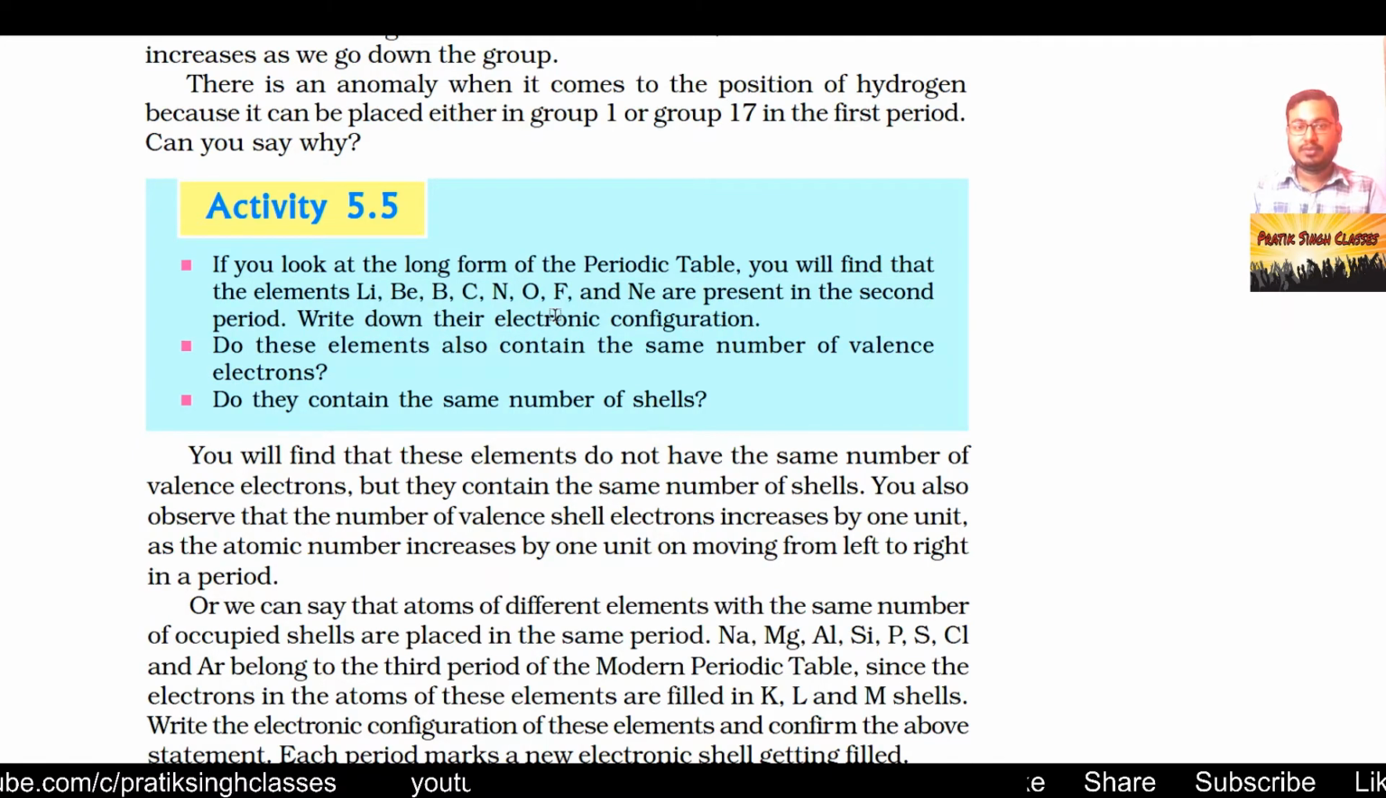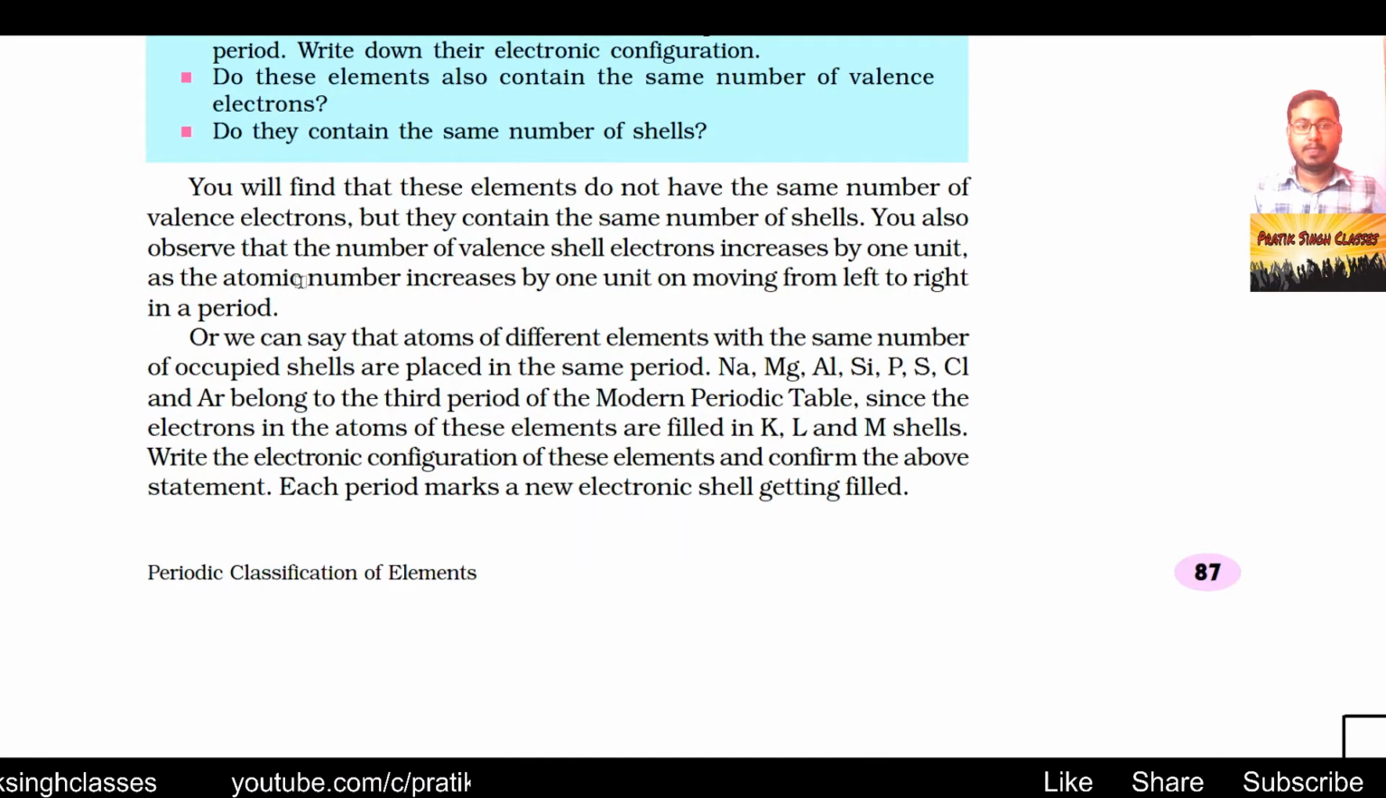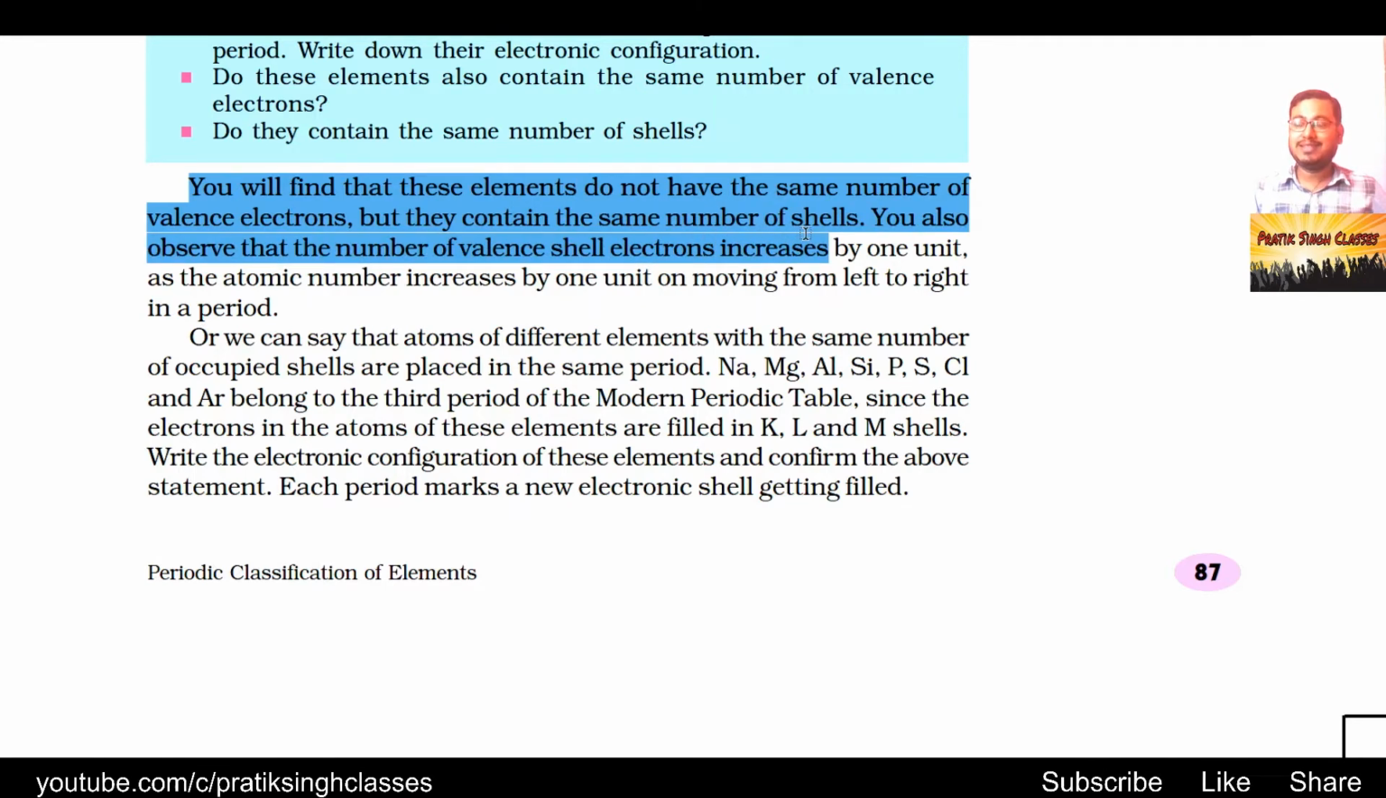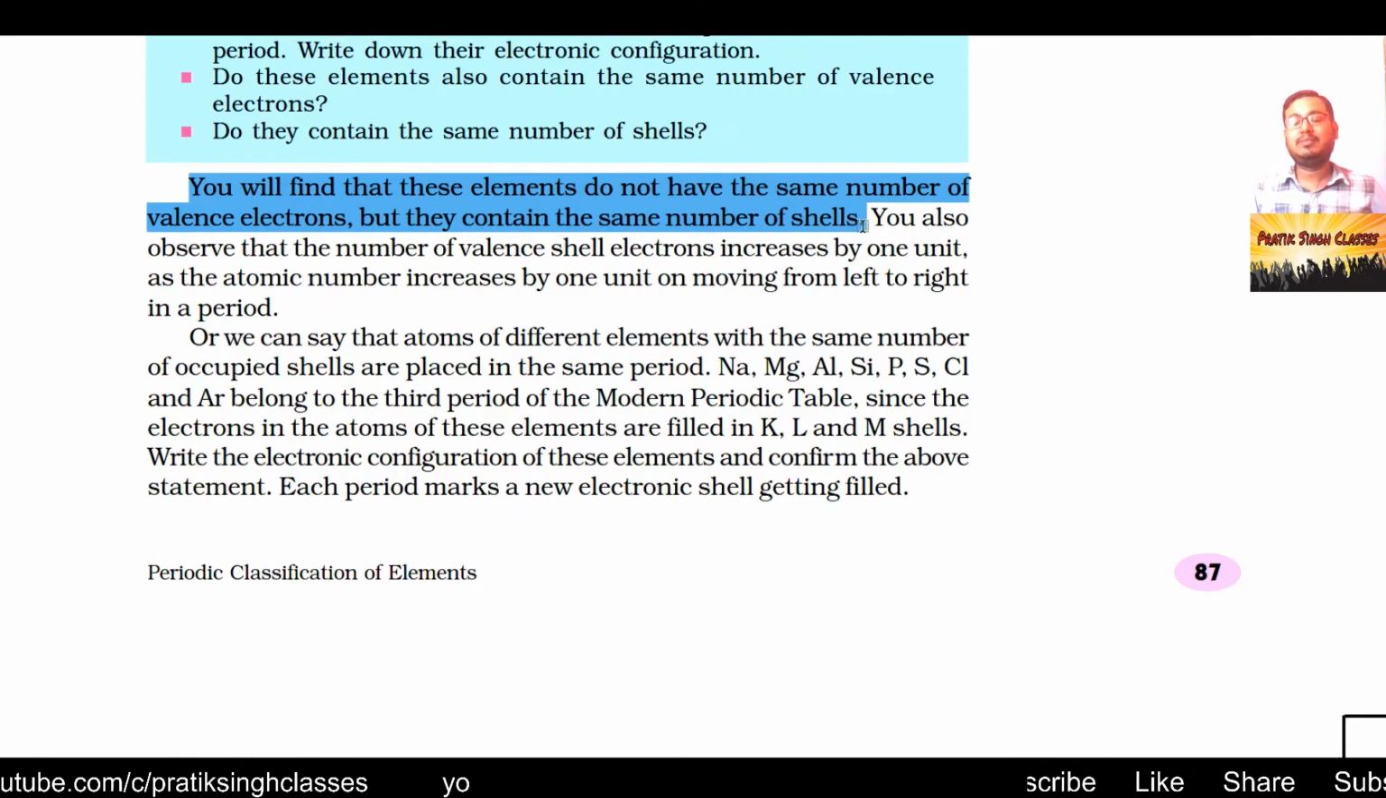Just for your mark, as you go from top to bottom, that means in groups, in each next element the number of shells will increase. But when you go from left to right in the periodic table, that means in a period, the number of shells will remain the same. You will find that these elements do not have the same number of valence electrons, but they contain the same number of shells. That means the number of shells remains the same in a period.